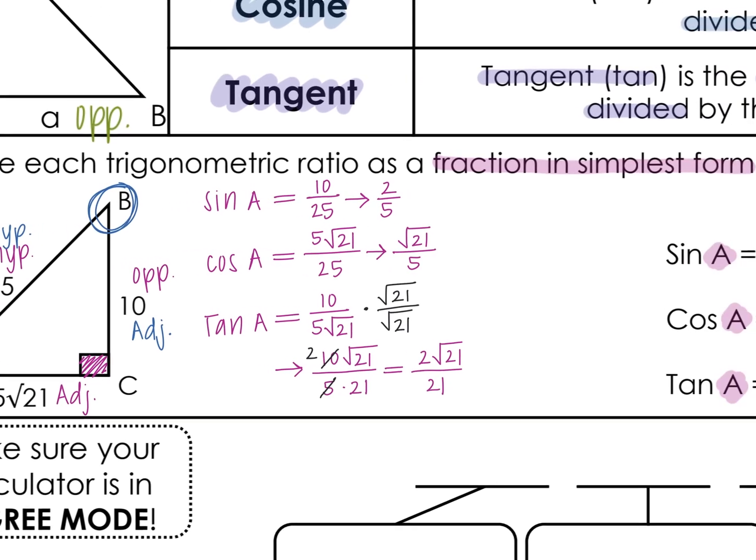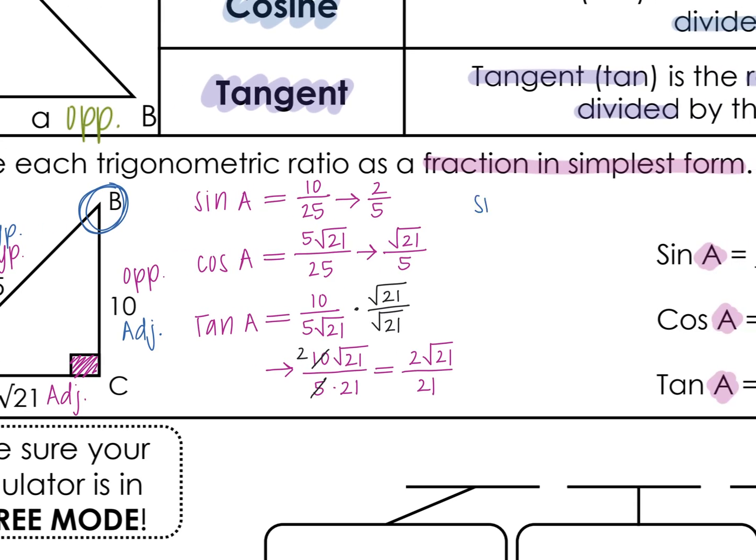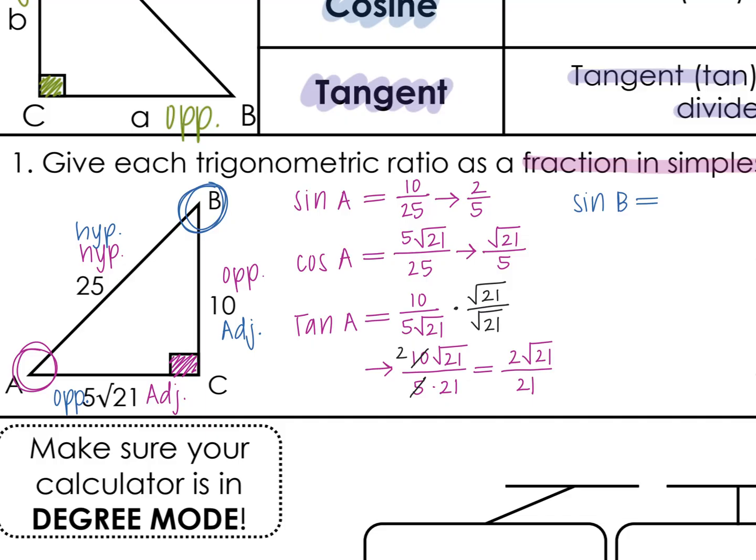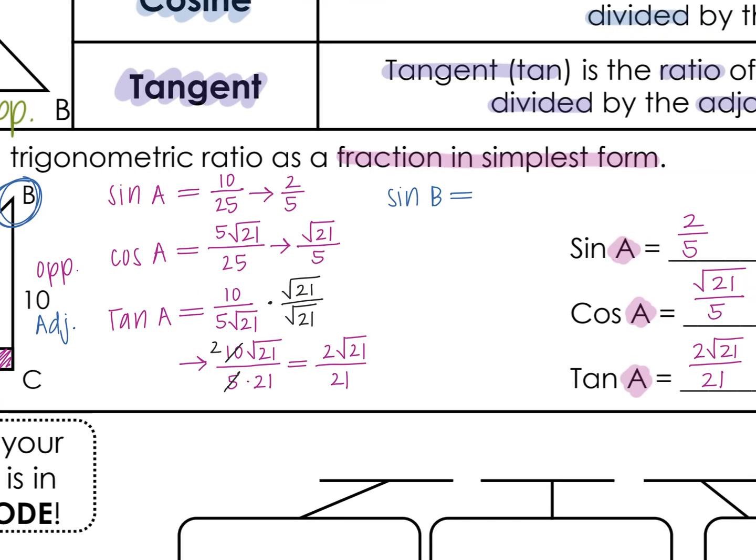Okay, so starting off with our sine for angle B, we have our opposite. So looking at blue, we got that 5 root 21 divided by my hypotenuse of 25. Now that might look a little familiar because we did see that for our cosine of angle A. And so that will reduce to that same root 21 over 5.